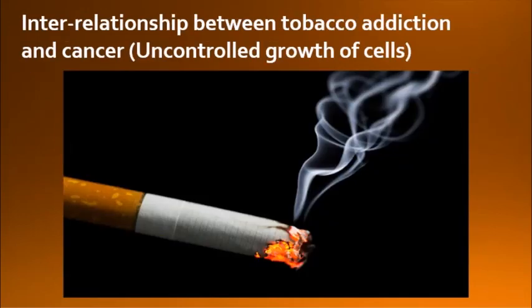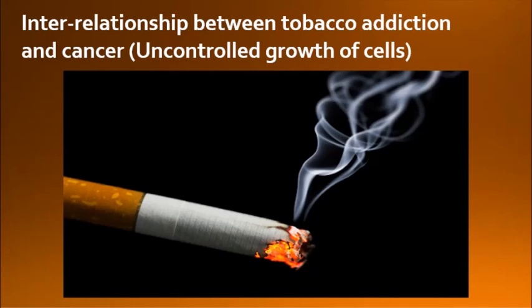Now, there is an interrelationship between tobacco addiction and cancer. Tobacco smoking causes cancer. Tobacco smoke consists of harmful chemicals like ammonia, sulfur dioxide, and carbon monoxide. They cause uncontrolled growth of cells. We know that because of division in our body, our cells divide and new cells are formed. But when these cells grow in an uncontrolled way, from one there should be only two cells, but now we are getting 10 cells produced.